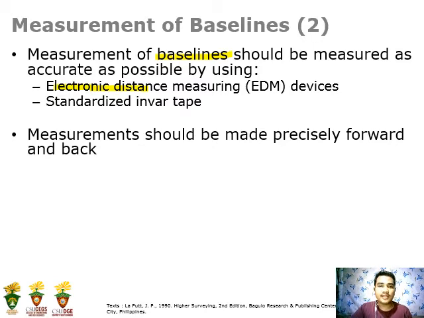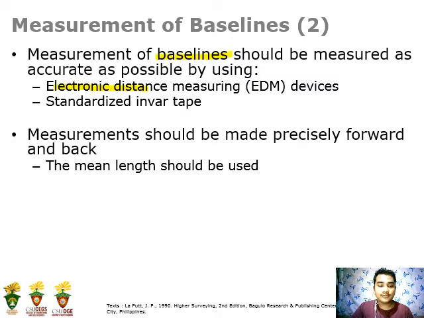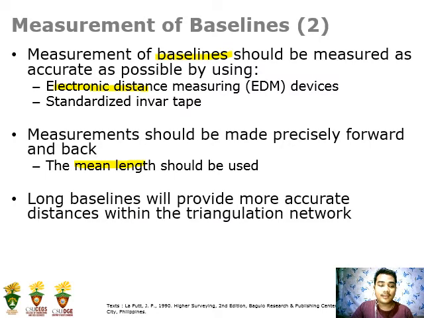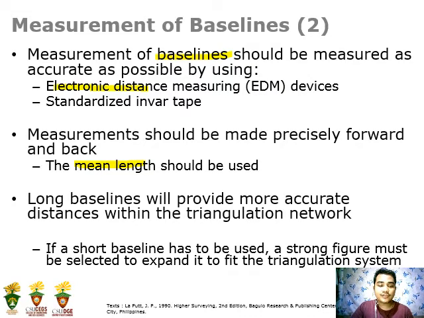Para makuha gid ang iyahang pinaka accurate nga distance. So dili man siya kasalang, so kuhaan siya og mean nga length, tapos katong length is dapat kana siya ang gamitan. Long baselines will provide more accurate distances within the triangulation network, and if a short baseline has been used, a strong figure must be selected to expand it to fit the triangulation system.